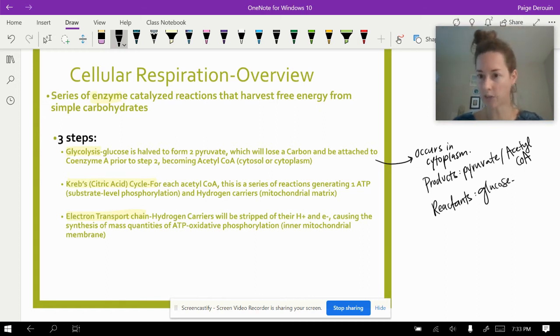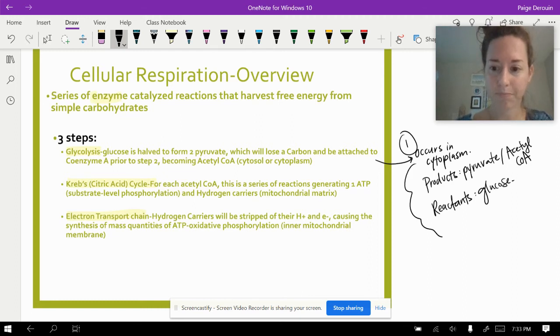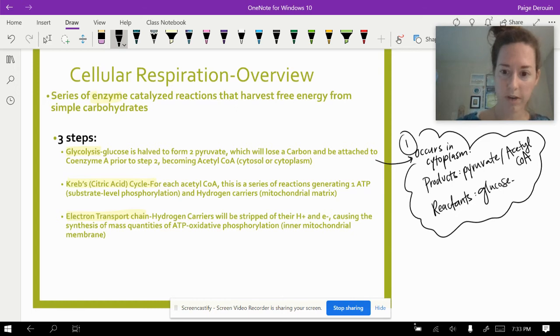So you don't need any oxygen at all to do glycolysis, and all living things are able to do it, including plants. I should have mentioned before that plants also do cellular respiration. They don't only do photosynthesis. This is step 1. Okay, so now step 2 happens.